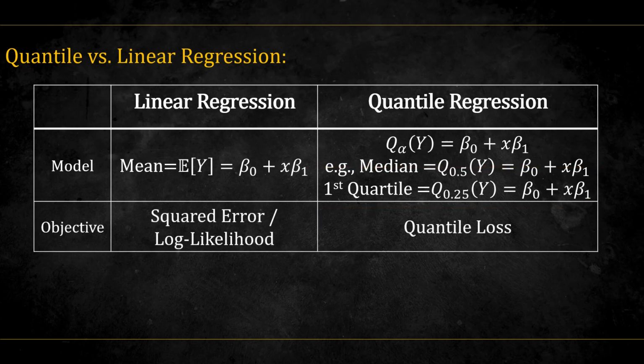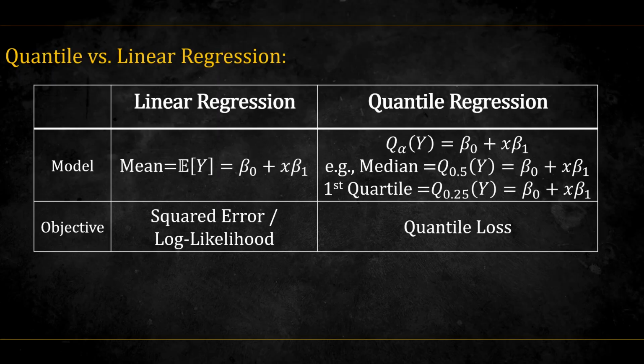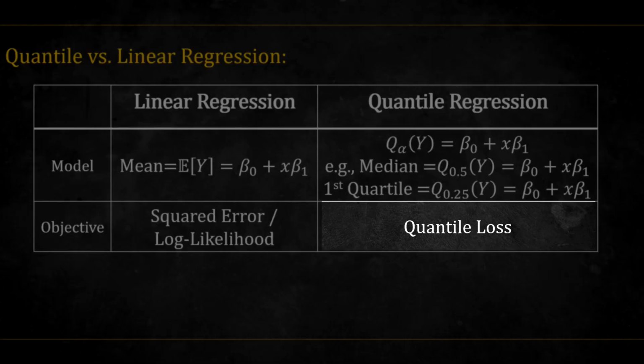In linear regression, we try to minimize the squared error, or maximize the log likelihood if we assume a known distribution, like a normal distribution. In quantile regression, we try to minimize the quantile loss, which is a quantity I will elaborate on in the next video.